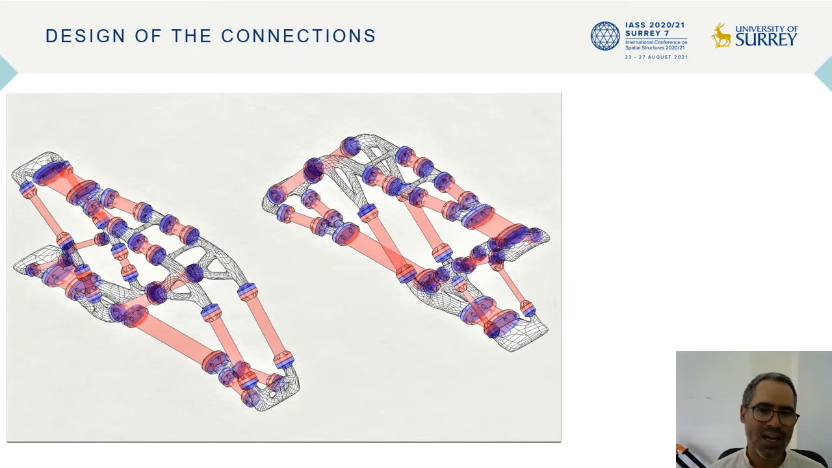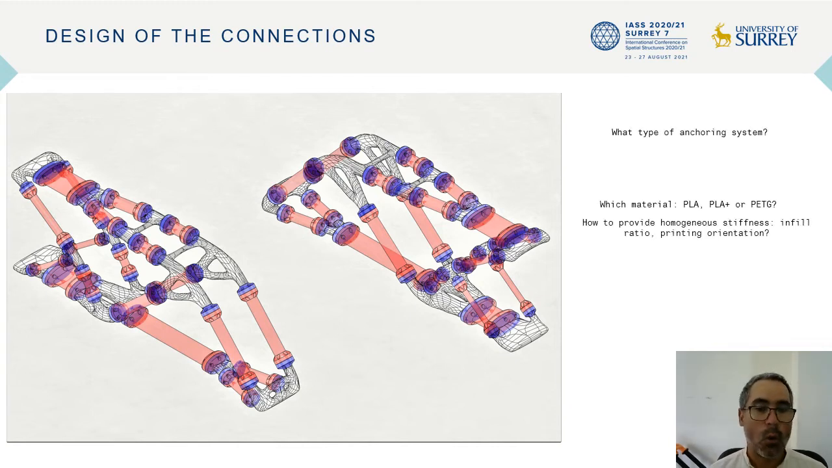In order to design the connections, we need to answer some questions. What type of anchorage system are we going to use? What type of materials are we going to use, and how are we going to ensure that the stiffness is homogeneously distributed in these new 3D printed pieces? And actually, how are we going to make the connection between bars and nodes?